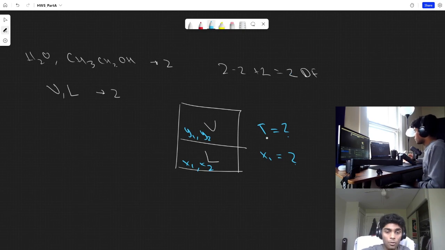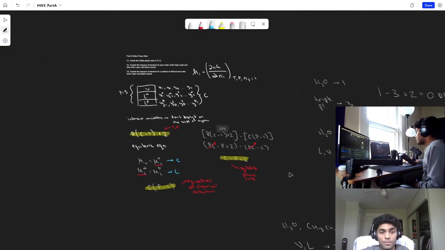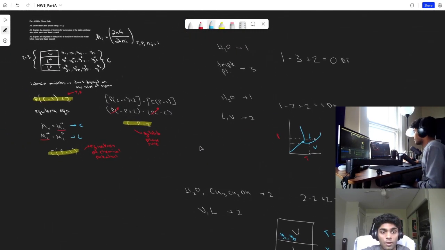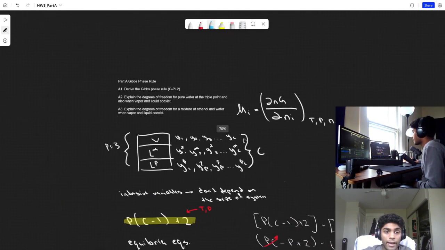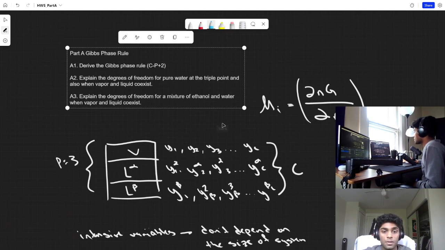So that's how we can use Gibbs phase rule to find the degrees of freedom in certain multi-phase systems with multiple components and multiple phases. And that rounds out this homework.